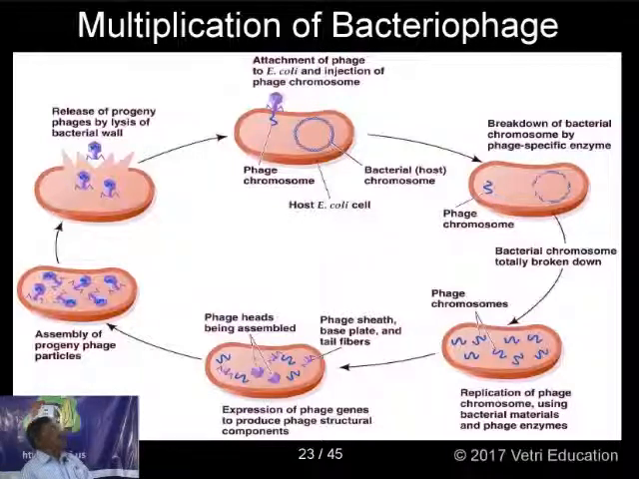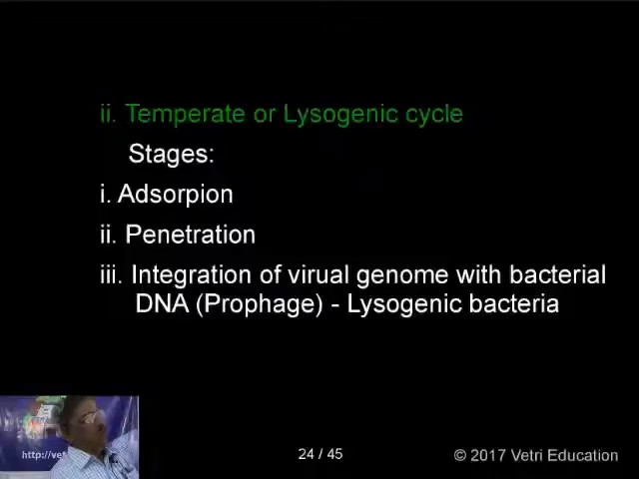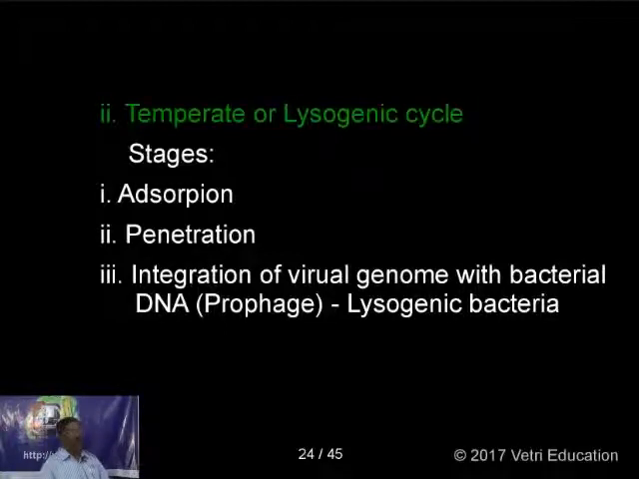The next thing is the lysogenic cycle. The next slide has the temperate or lysogenic cycle. This is more interesting, where the first two stages are common. Adsorption, finding a suitable bacterium and attaching to it, and then the tail fibers produce an enzyme, lysozyme, which creates an opening. Through the opening, the bacteriophage injects the viral DNA into the bacterium. And after that, what happens? They become friends. The viral DNA and the bacterial DNA are integrated.